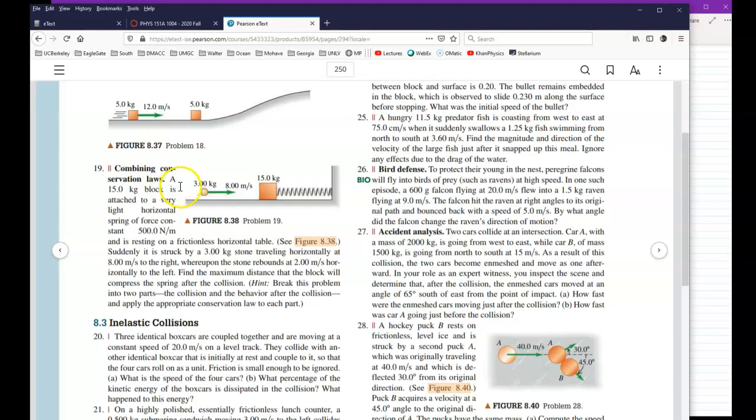Combining conservation law, he said, a 15 kilogram block is attached to a very light horizontal spring of spring constant 500. Okay. And is resting on a frictionless horizontal surface. Suddenly, it's struck by a 3 kilogram stone traveling horizontally at a speed of 8 meters per second, whereupon the stone rebounds at 2 meters per second horizontally to the left. Find the maximum distance that the block will compress the spring after the collision. You want to know what is the maximum distance where the block is going to compress the spring.